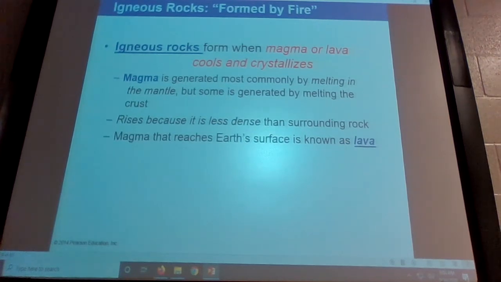In fact, let's go ahead and introduce some of these. Not the rocks themselves, but just the image of cool versus fast. If I can here.